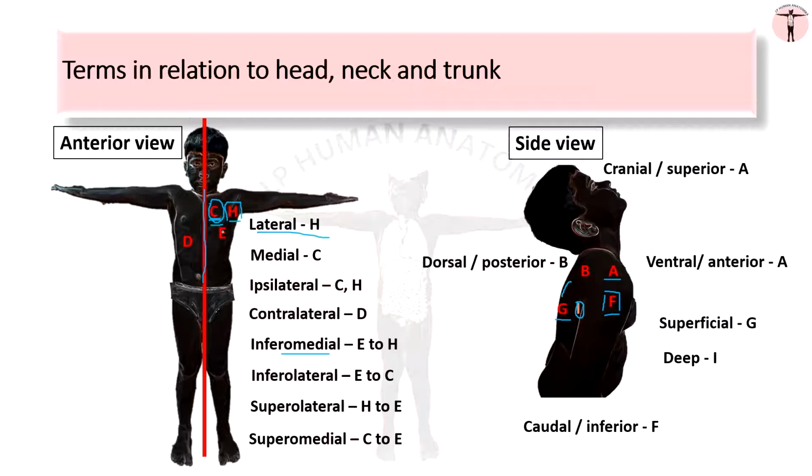So C is superomedial to E. And H, if we take H, is superior to E and also, since it is away from the midline, the distance of H from the midline is more compared to the distance from the midline to E. So H is superior and lateral to E. So it is the superolateral relation. H is superolateral to E.